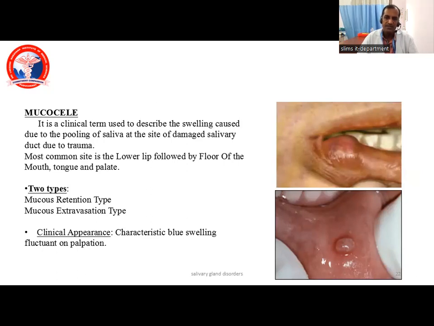Mucocele can be of two types. One is the retention type. Second is the mucus extravasation type. Clinical appearance: bluish swelling. On palpation, it will be fluctuant. That is the clinical feature of your mucocele.